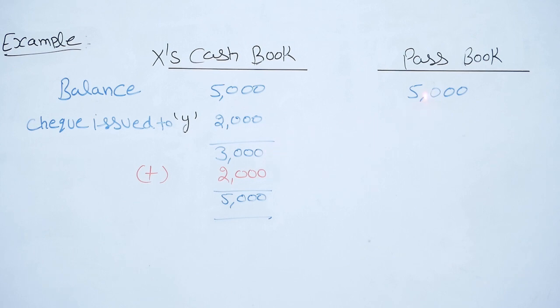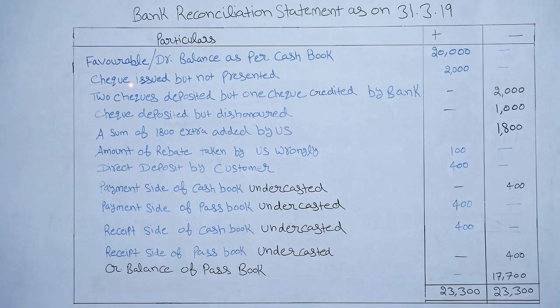We have to follow passbook balance. So we will make 3,000 to 5,000 by adding 2,000 rupees to the 3,000. So total balance is 5,000. Now balance is tally. Check issued but not presented, 2,000 rupees. Two checks of rupees 2,000 deposited but one check is credited by bank.